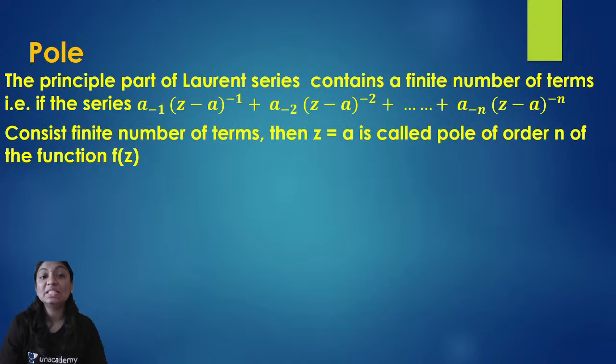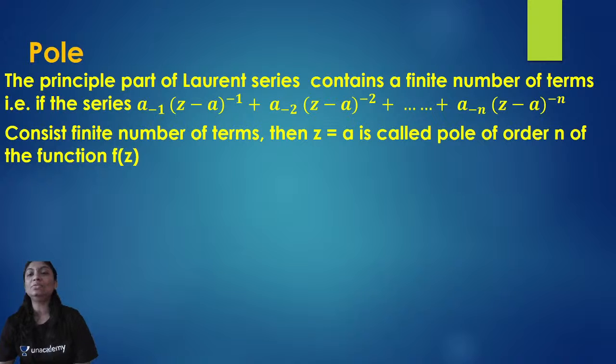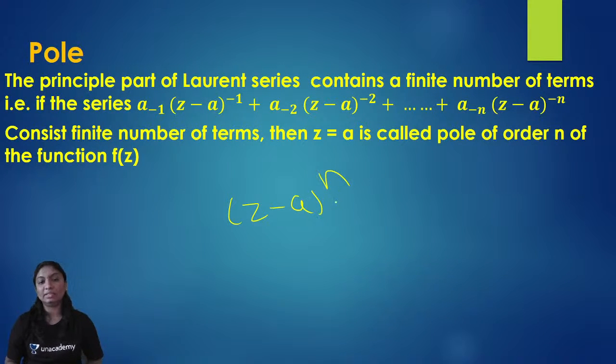The principal part of a Laurent series contains a finite number of terms. That is the series a minus 1 into z minus a raised to minus 1 plus a minus 2 into z minus a raised to minus 2 plus and so on, a minus n into z minus a raised to minus n. If it consists of a finite number of terms, then z is equal to a is called the pole of order n of the function f of z. Okay, z minus a raised to n, then z is equal to a is the pole of order n.